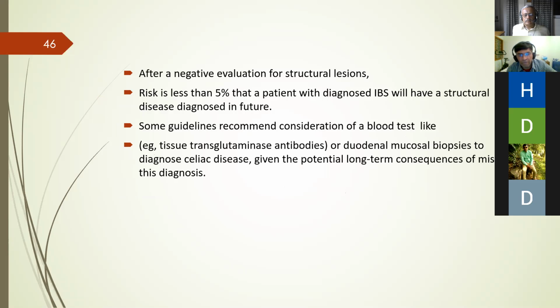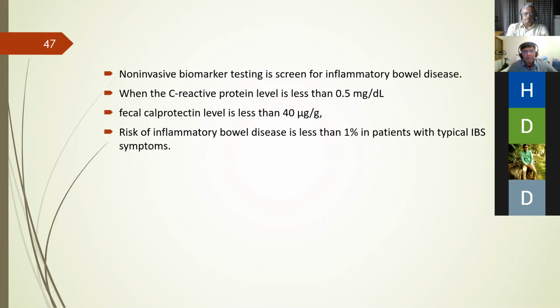Some guidelines show that we have to include some blood tests like tissue transglutaminases and duodenal biopsies in the case of some celiac diseases. Yeah, very uncommon in our country. Yeah, next slide. And non-invasive biomarkers like C-reactive protein and fecal calprotectin, which is significant in ulcerative colitis and having risk of less than 1%.